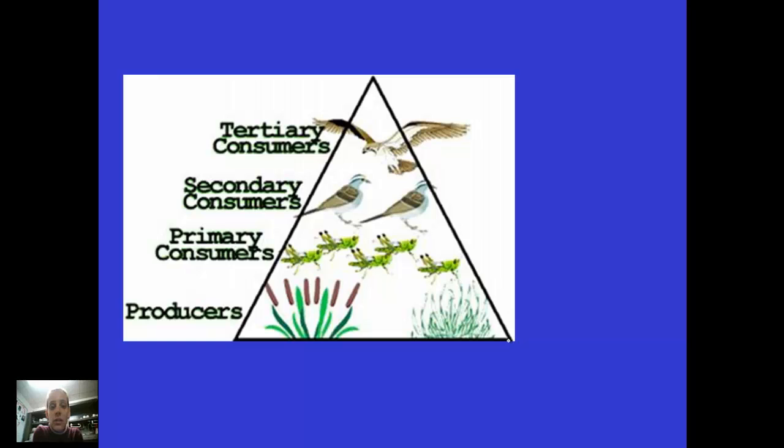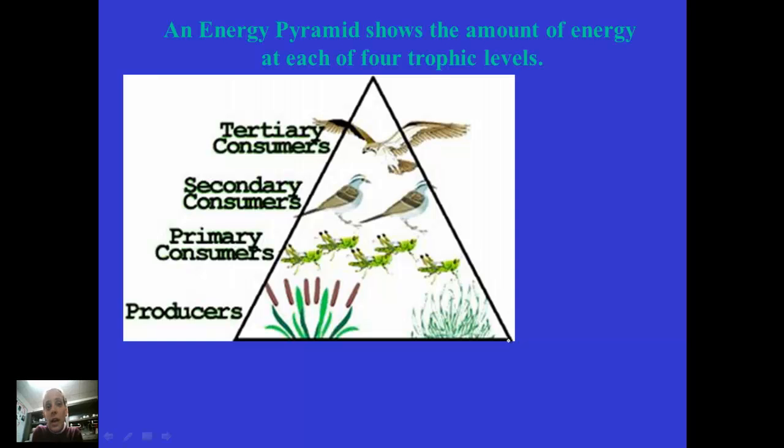Okay, so this is looking at a food pyramid or an energy pyramid. And the reason why this is a pyramid is just showing the amount of energy at each of the four trophic levels, starting with the producers, of course, which are the plants, the primary consumers, secondary consumers, and then the tertiary or top consumers. Now, there's a reason why this is a pyramid. The pyramid is actually demonstrating the flow of energy from one organism to another, and what it's doing is showing the loss of energy as the energy moves up the food web.